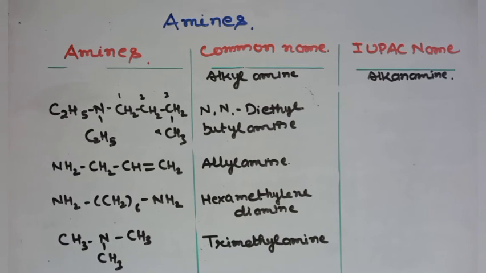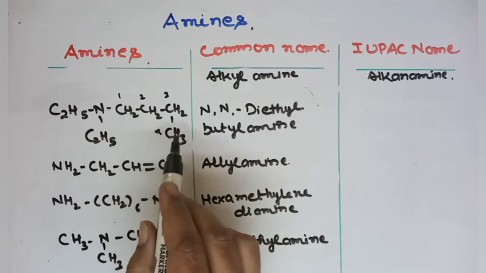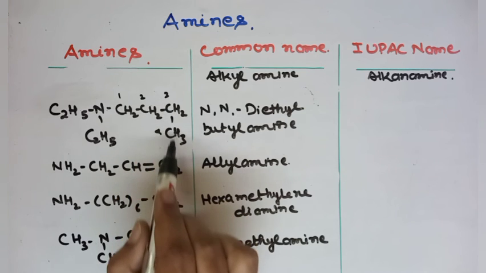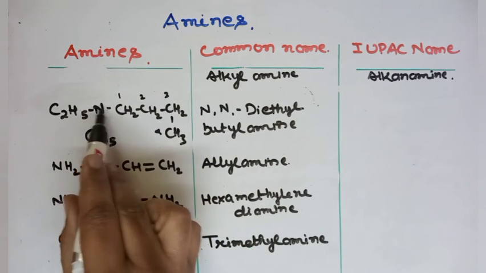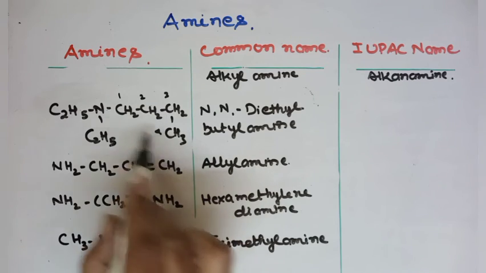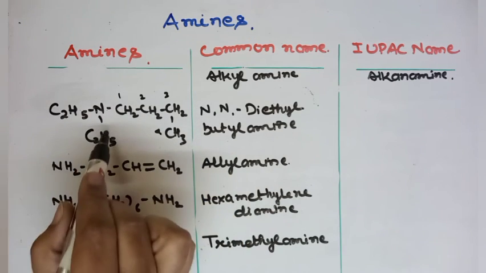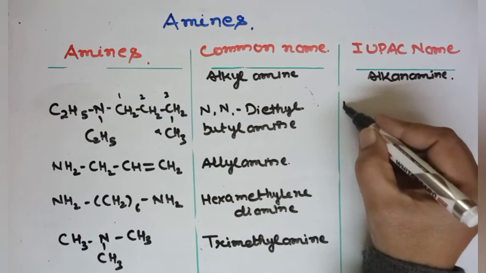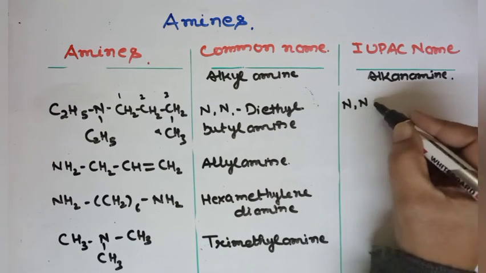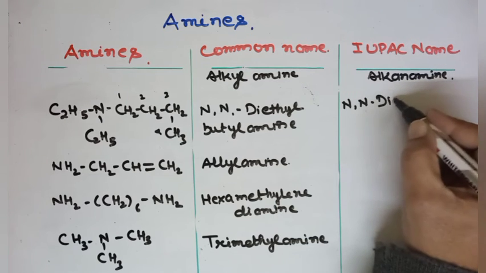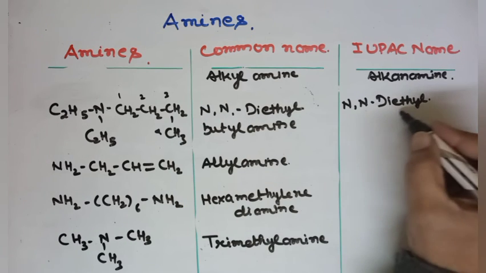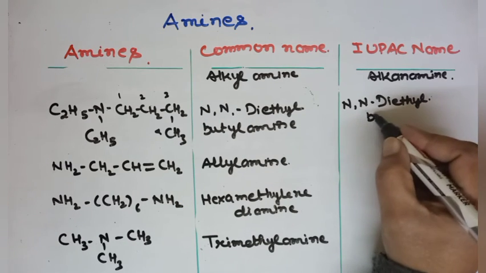Now the IUPAC name. In the IUPAC name, we choose the longest chain as the parent chain. So this 4 carbon atom chain will be the parent chain and the parent amine will be butane amine. And in this butane amine, we have the substituent ethyl groups which are connected to nitrogen. So as a substituent, first we will write N,N-diethyl and then the parent butane amine.